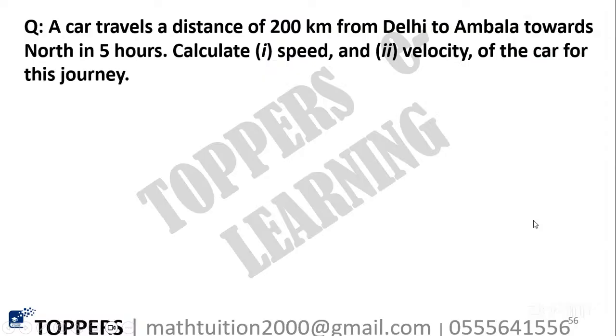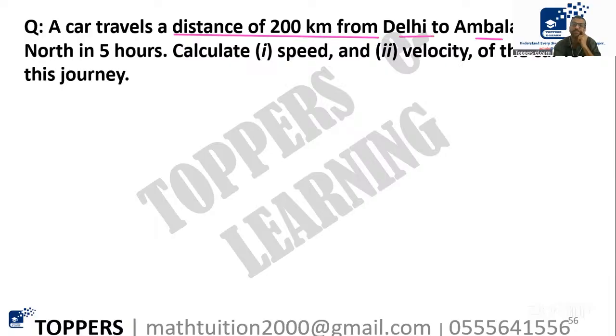40 kilometers per hour. Speed or velocity? Both. How did you get it? Read the question. A car travels a distance of 200 kilometers from Delhi to Ambala towards north in 5 hours. Calculate speed and velocity of the car for this journey.